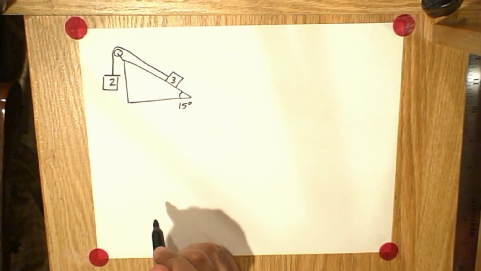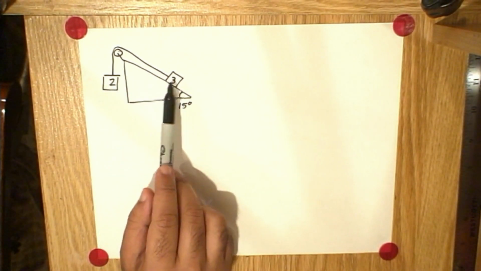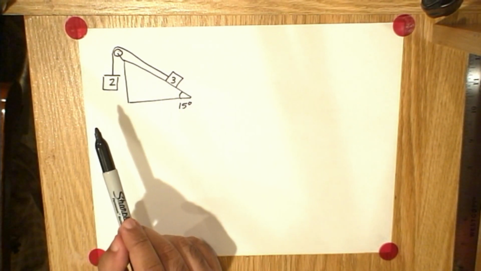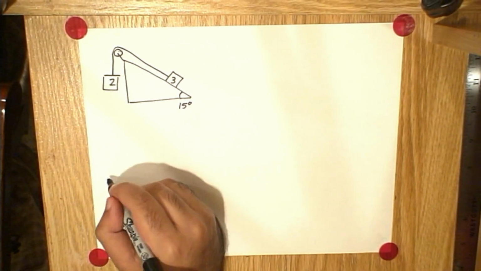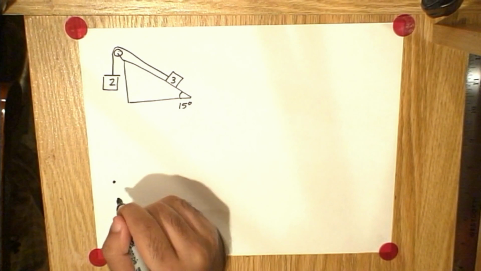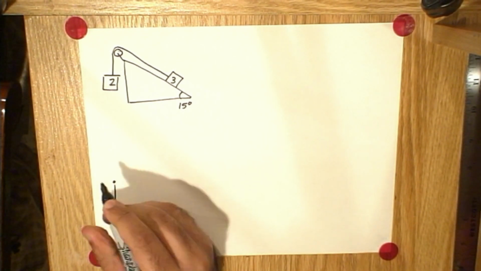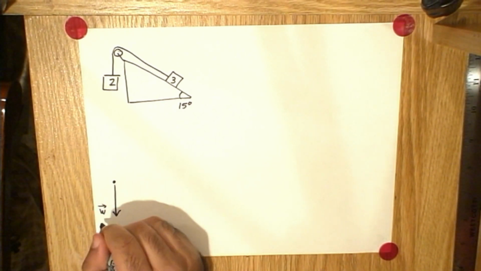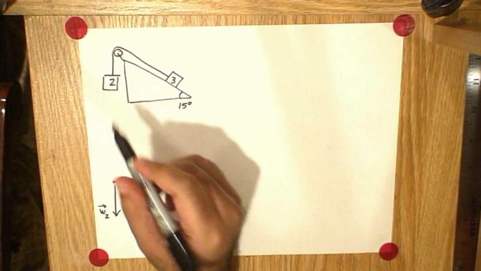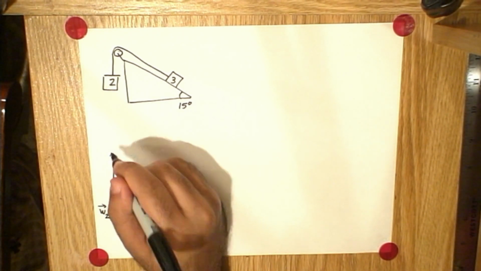Let's start with the 2 kilogram object. Because we have two different objects over here, we need to draw two different free body diagrams. So for the 2 kilogram object, the free body diagram is going to consist of the weight pointed down. Let's call that weight sub 2, so we know we're talking about this 2 kilogram object. And the tension force, which is pointed up.